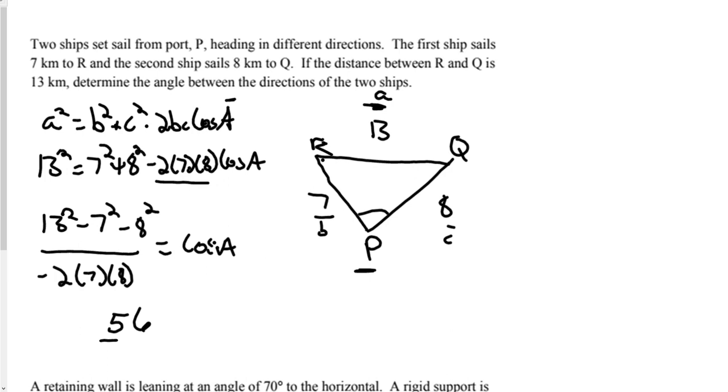13 squared is 169 minus 49 minus 64. That's 56. All over negative 2 times 56, so that would be negative 112. 56 divided by negative 112 is going to be a half, negative a half.